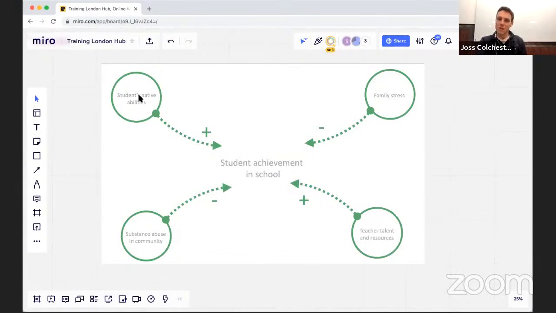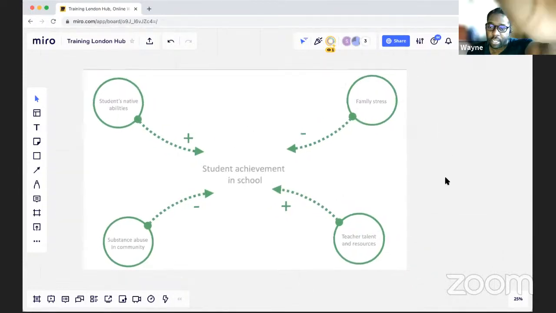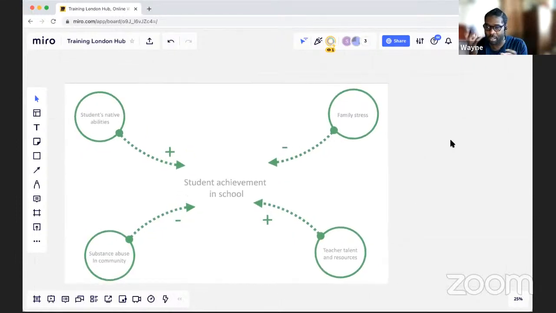So if their native ability goes up, this is a positive causal relation. What's going to happen to their school achievement? Anybody? Their school achievement should increase, but those other factors like family stress and teacher talent, like if you're a really smart student, but you've got a lot of family stress and a poor teacher, the way that they interact, it may not follow that standard curve. Yep, there can be other factors involved.